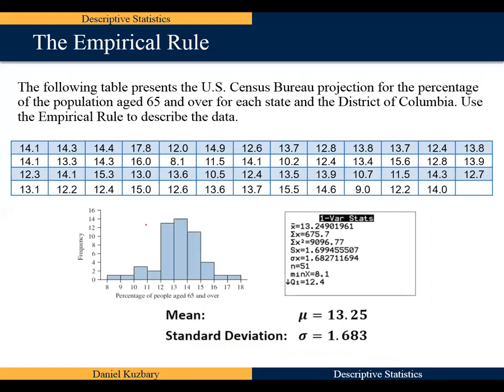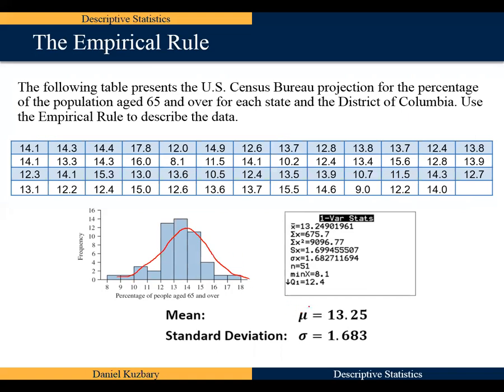The following table represents the U.S. Census Bureau's projection for the percentage of the population age 65 or over for each state and the District of Columbia. So we have 51 measurements here, and if you look at our data, it looks about bell-shaped. Now you might say that's not perfectly bell-shaped. Well, it's not, but it does have a high middle, and it does get low on either side, and neither tail is that much longer than the other. This one's a little bit longer, but not enough for us to care. We're looking for a really long tail one way or the other, or a high part that's not in the middle. So this is bell-shaped, which means we can use the empirical rule.